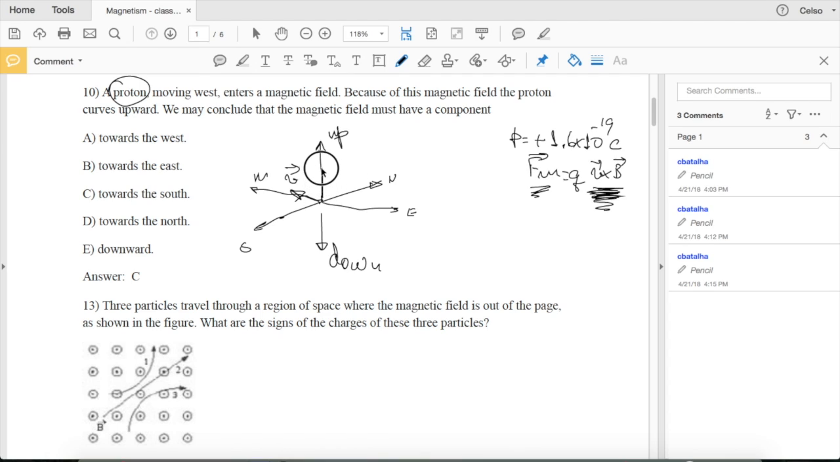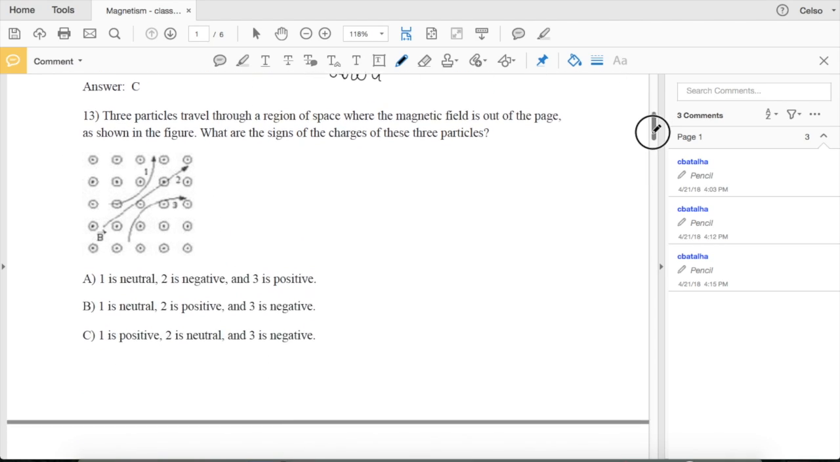So the magnetic force is like this, which means V cross B. So B has to be like this, right? V cross B gives a magnetic force that is upward. So towards south, that's what it is.